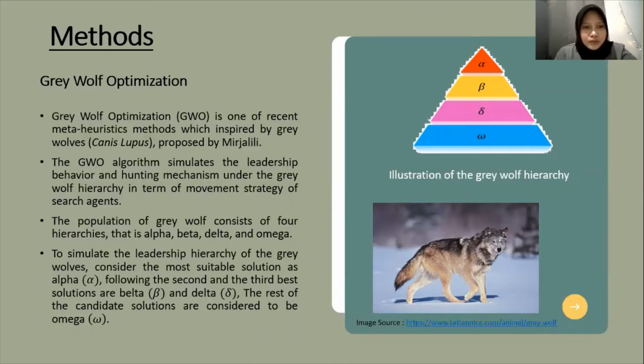The population of grey wolves consists of 4 hierarchy levels, that is alpha at the top, beta, delta, and omega. To simulate the leadership hierarchy of the grey wolf, consider the most suitable solution as alpha, and the second are beta, and the third are delta. And the rest of the candidate solutions are considered to be omega.